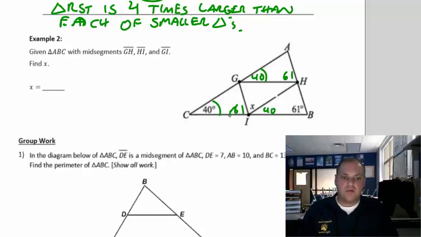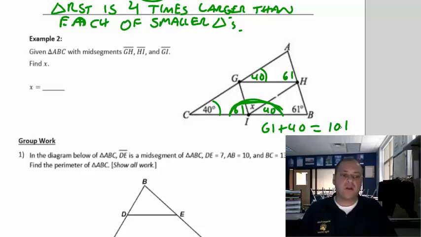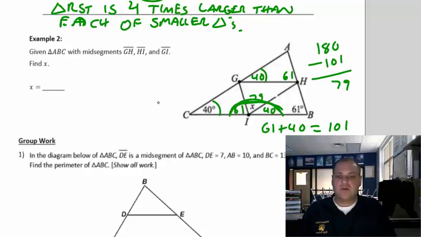So what I'm going to do is go off of this right here. I have a 180, and if I have 61 plus 40, that is 101, and X is the leftover because those three angles have to add up to 180. Remember we did that earlier in the year? So 180 minus 101, and you're going to get 79. So angle X must be 79 degrees. Okay, so I'll see you in class tomorrow to practice on the triangle midsegment theorem.